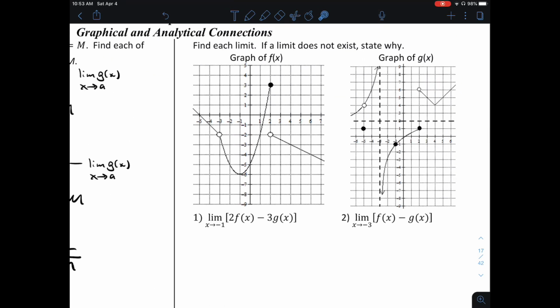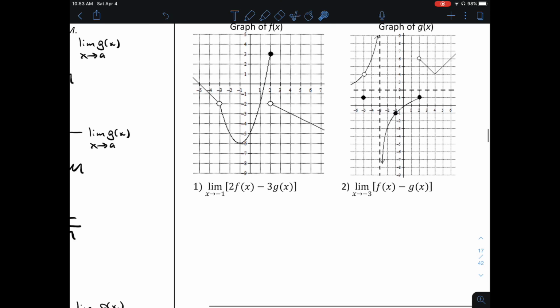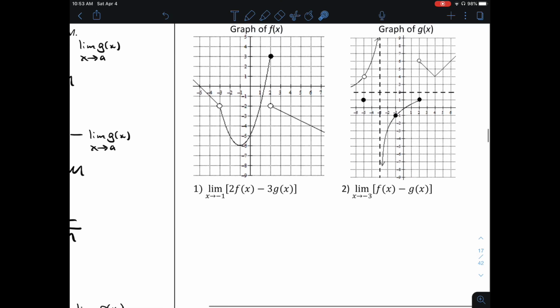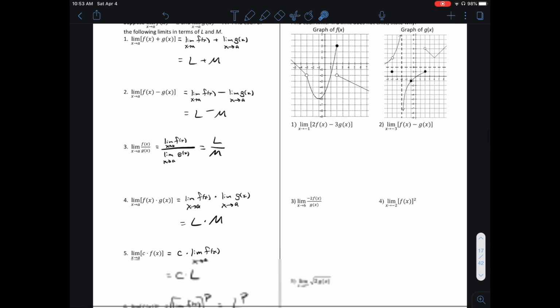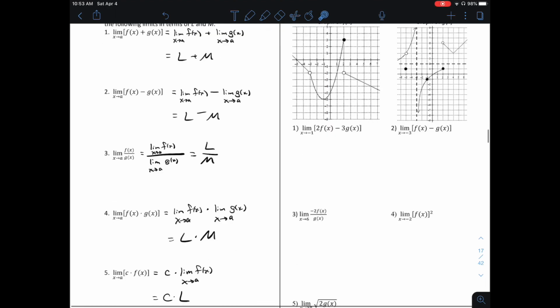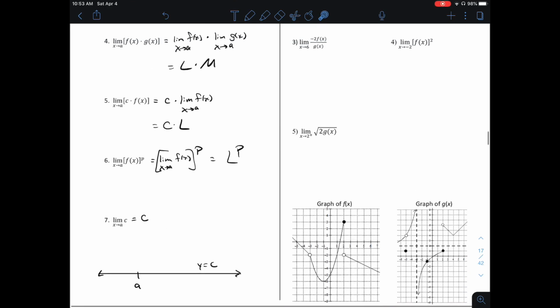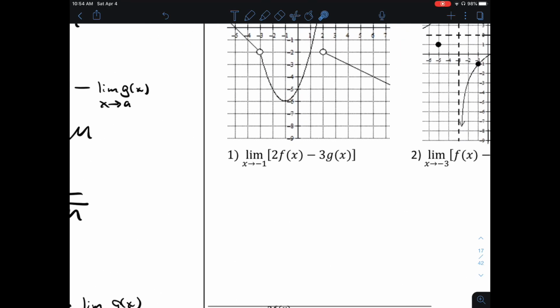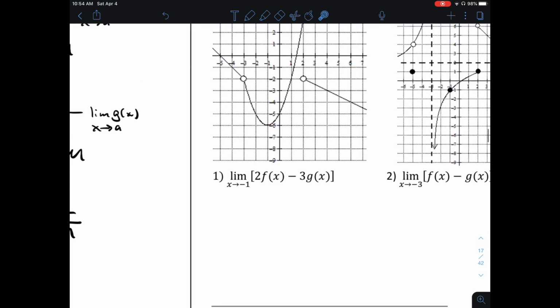Let's check out some examples. Find each limit. If a limit does not exist, state why. Number 1, we have this limit, and it's a little complicated. Boy, I really crammed these in here, didn't I? Oh well, what are you going to do? Live and learn.